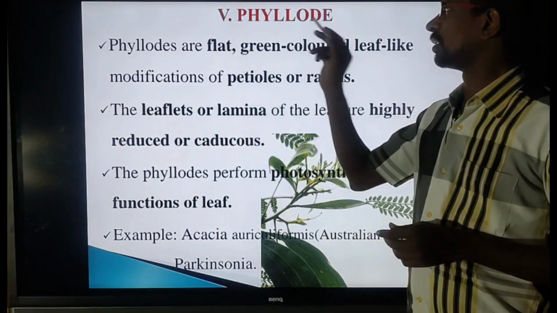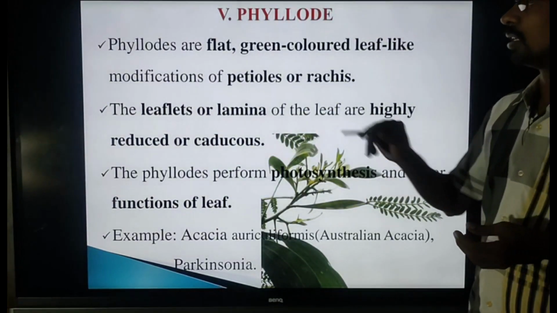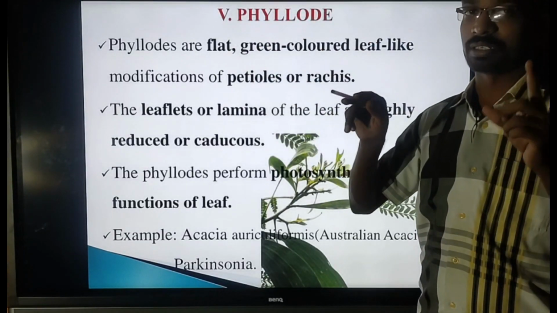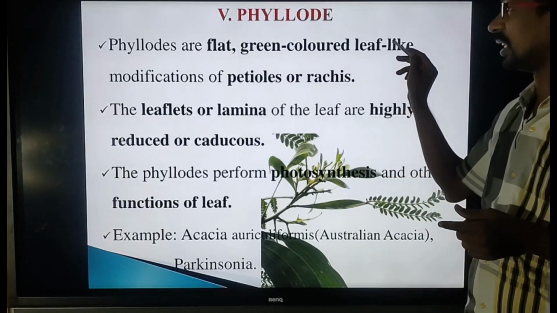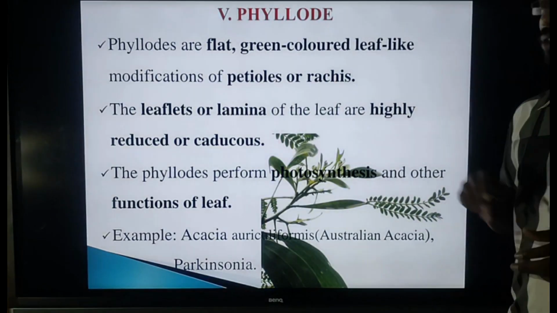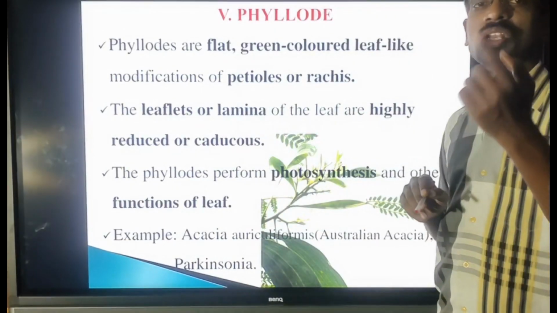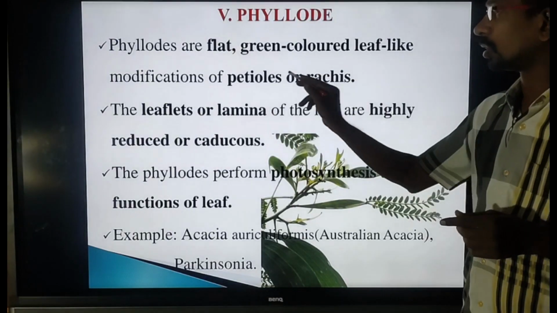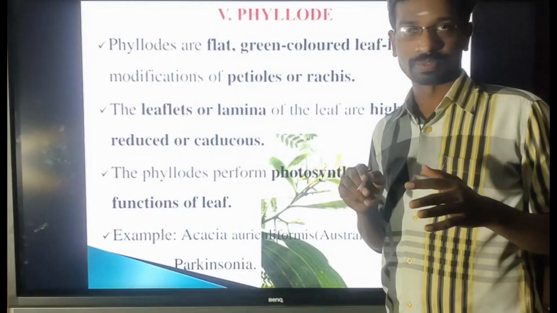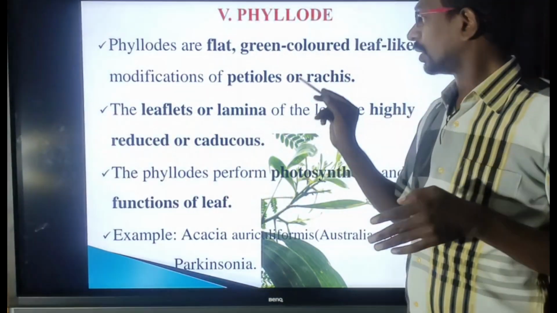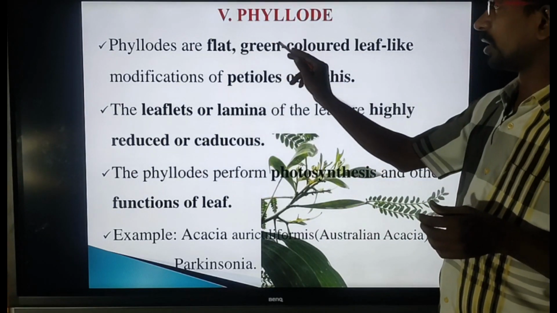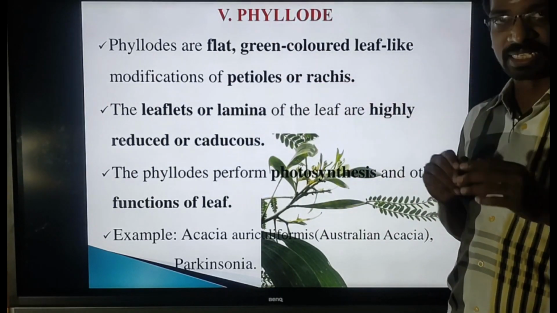Another leaf modification is the phyllode. Phyllodes are flat, green, leaf-like modifications of the petiole or rachis. The petiole is the stalk of the leaf. Rachis is present in a compound leaf. We have already seen the compound leaf, no? So the phyllode is a modification of the petiole or rachis.